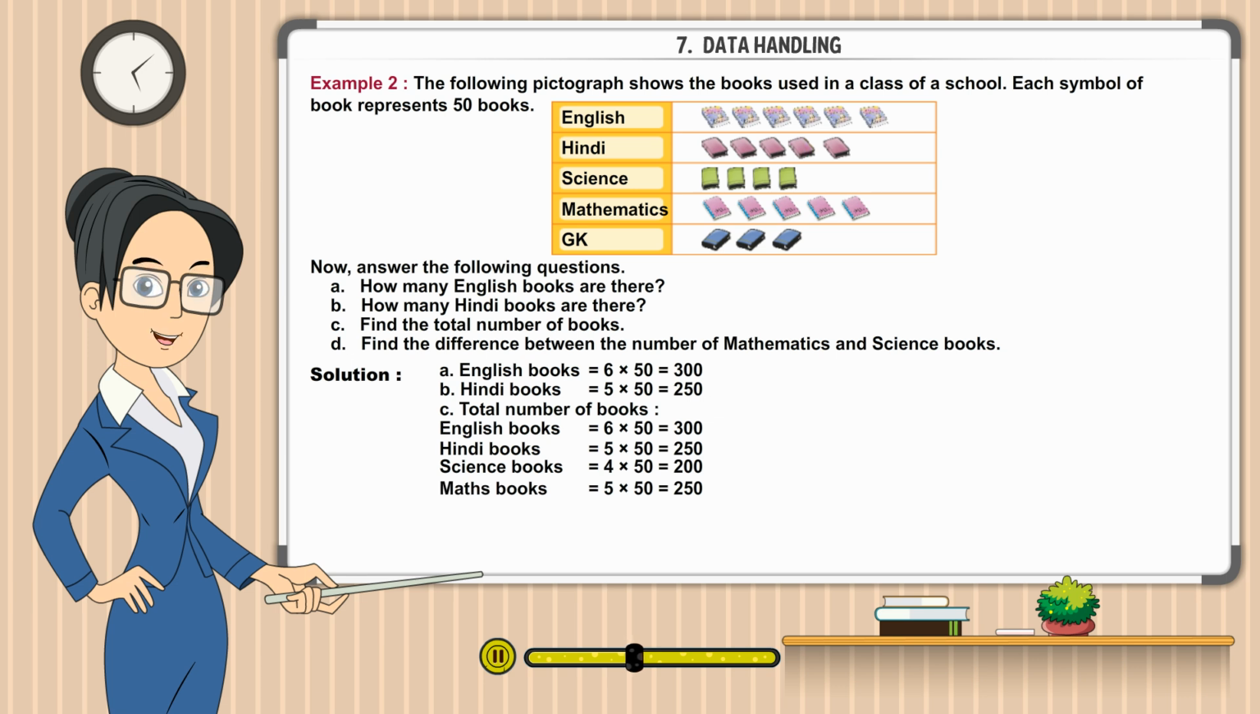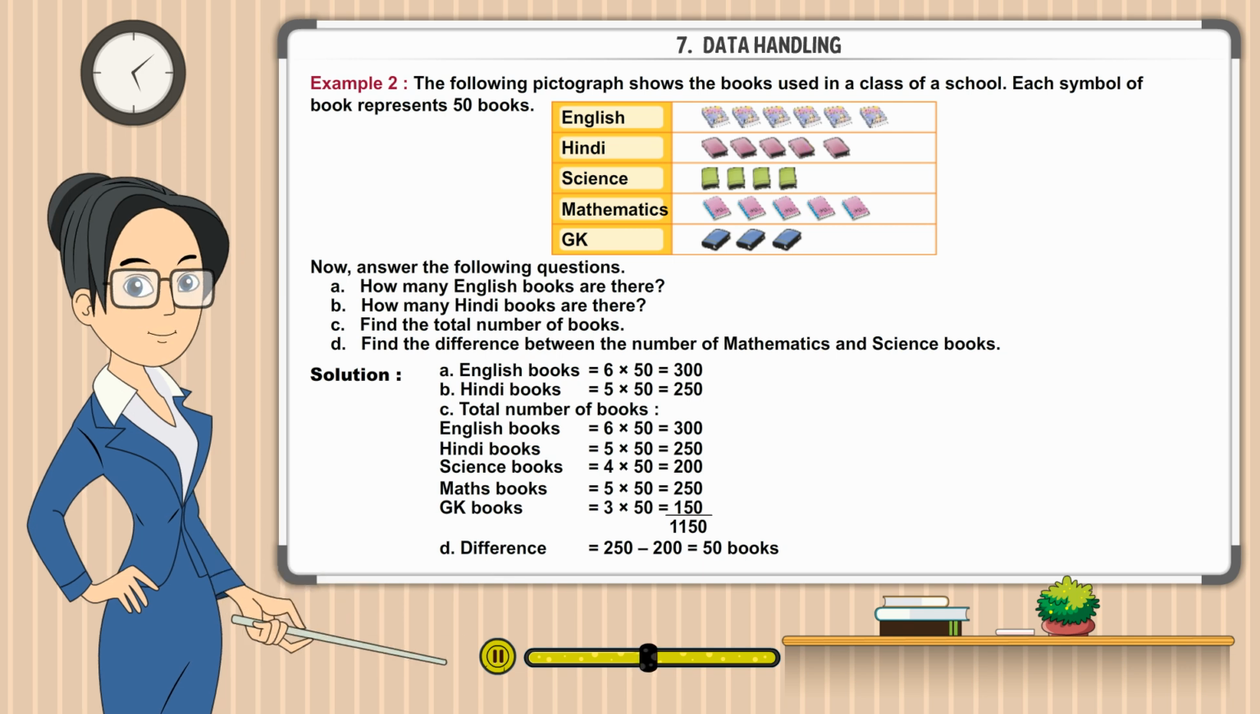Maths books is equal to 5 into 50 is equal to 250. GK books is equal to 3 into 50 is equal to 150. The total is 1150. Difference is equal to 250 minus 200 is equal to 50 books.